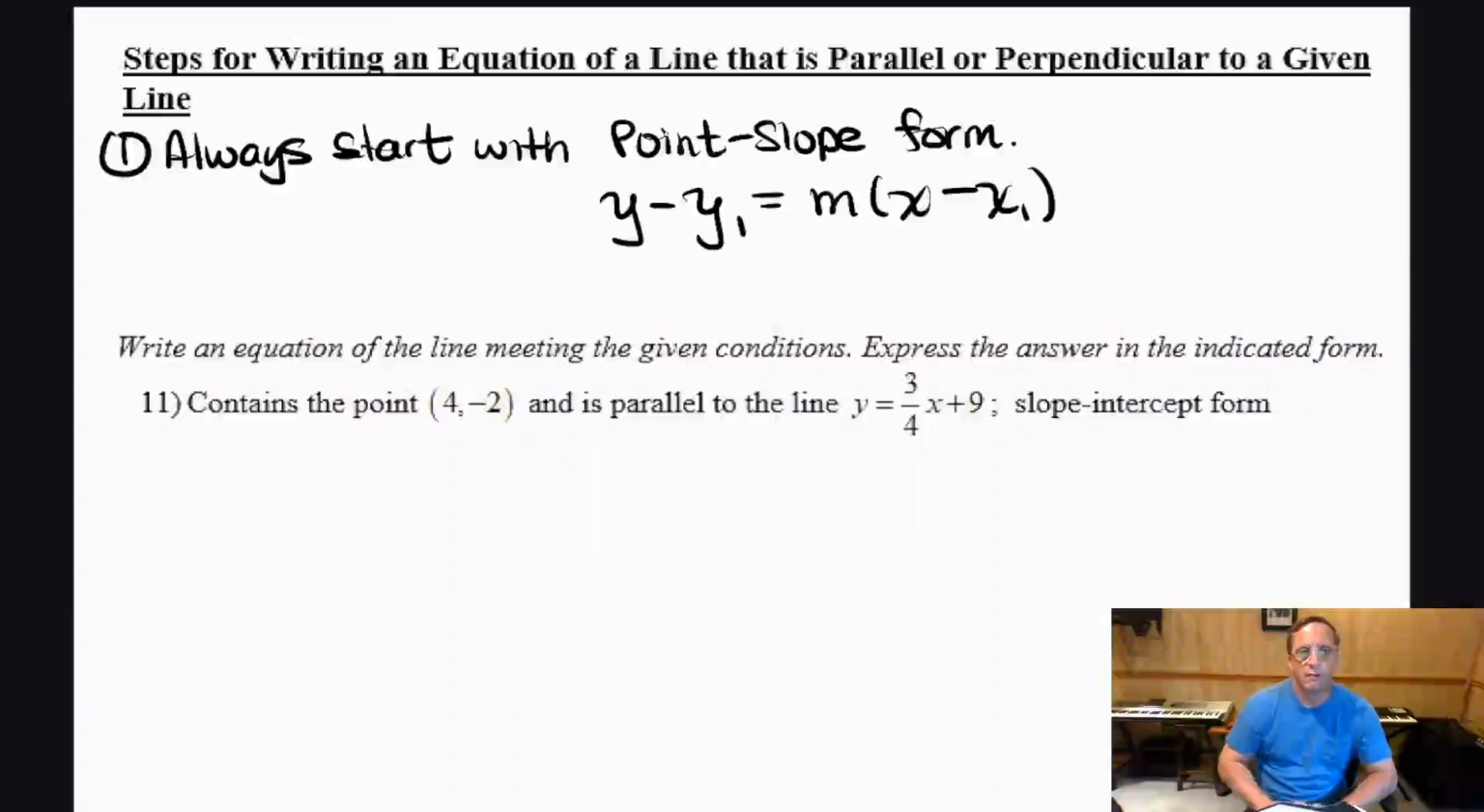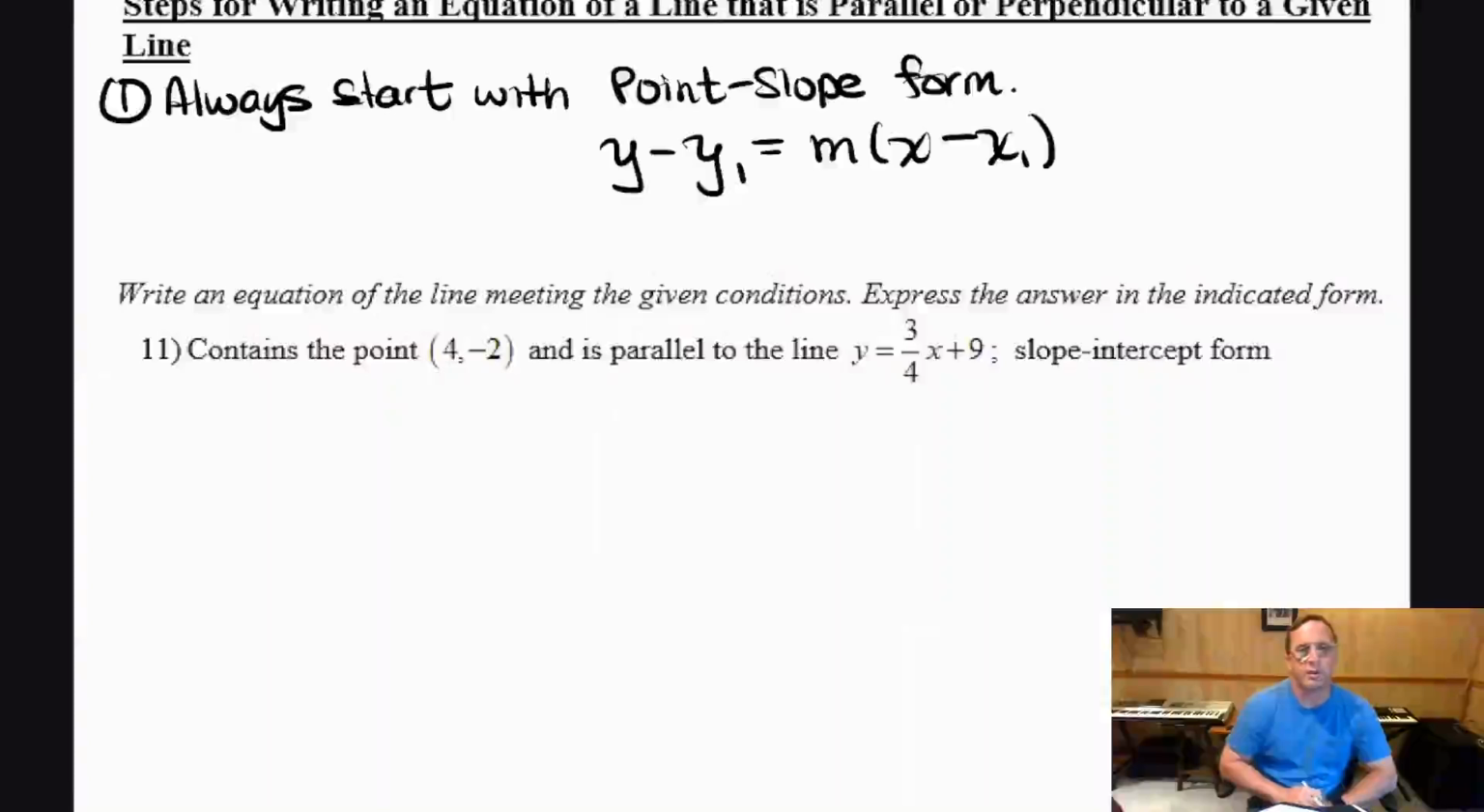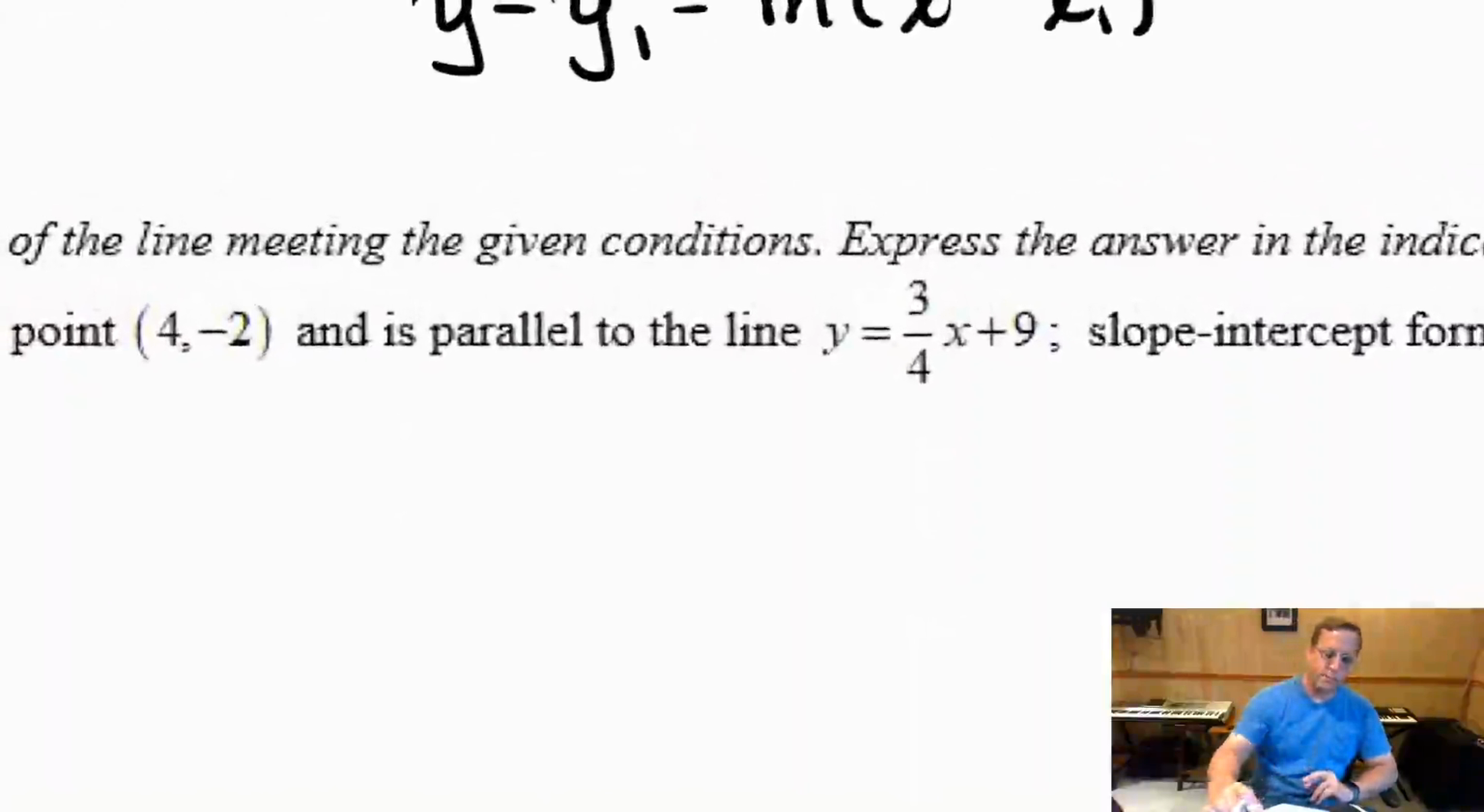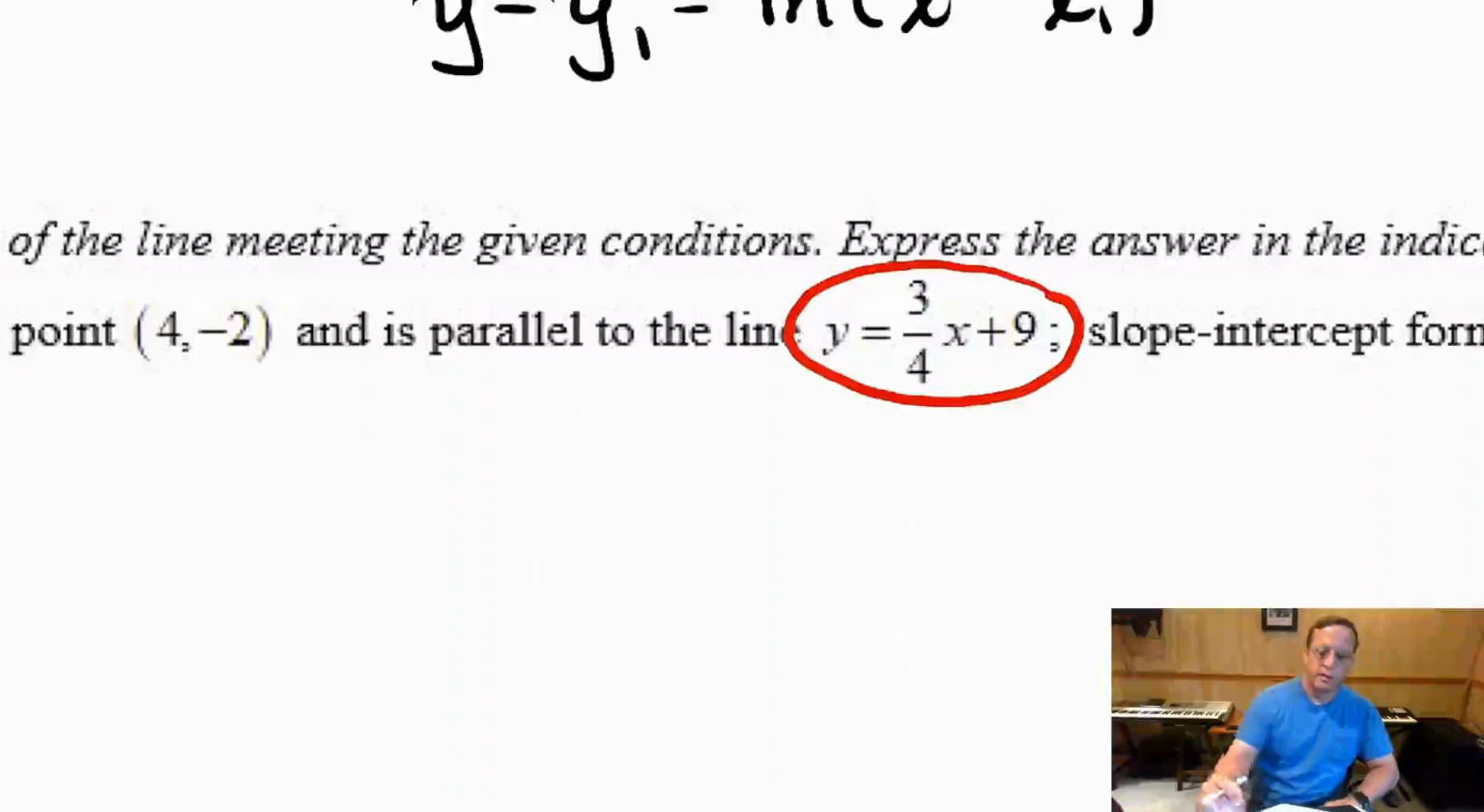All right, so the first example for this part, for problem 11: write an equation of a line meeting the given conditions and then express the answer in the indicated form. So we've got a point 4, -2, and it's parallel to the line y equals 3/4 x plus 9. Now this right here is important because that equation tells us what the slope is. It tells us that the slope is going to be 3/4.